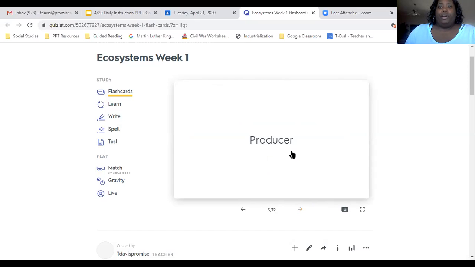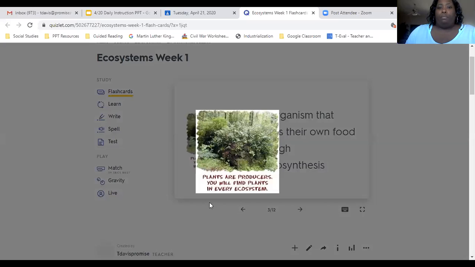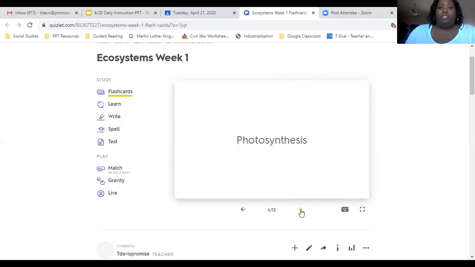My turn, your turn, producer, producer. A producer is an organism that makes its own food through photosynthesis. An example of producers: plants. All of the plants make their own food. And then what is photosynthesis?